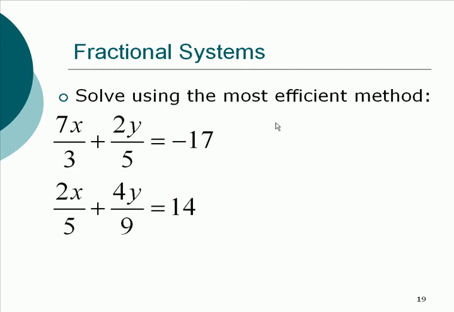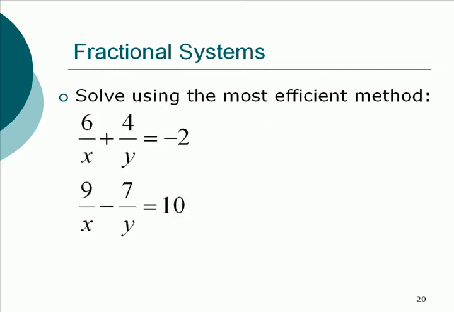We're going to do one last example, and in this case the variables are going to be on the bottom. We're going to take a little bit different approach to that. While I'm writing this and while you're jotting it down, think about this. Why can't we use the same technique that we just did? What's going to be the problem with just clearing fractions like we did?